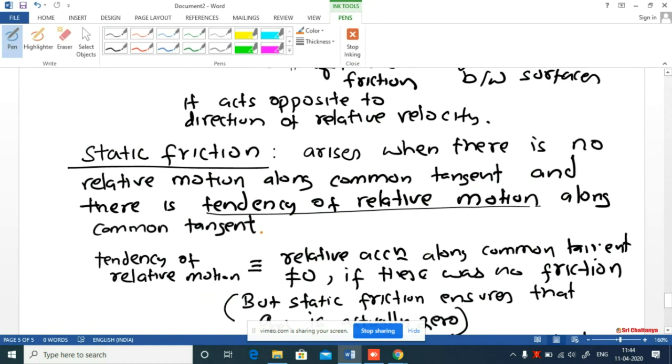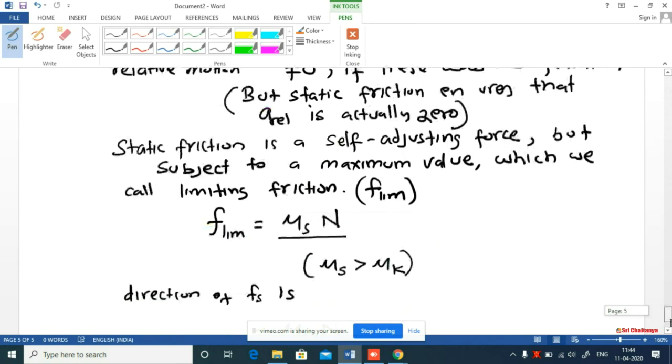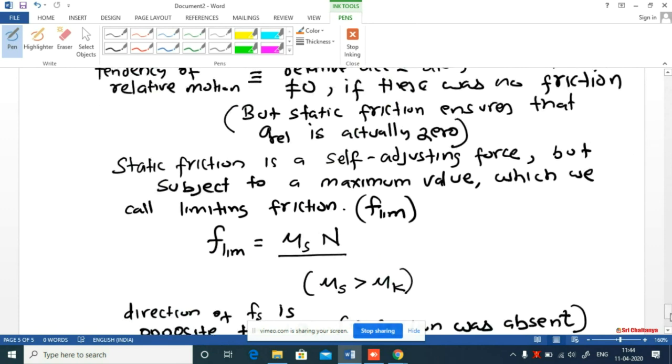That is, in the absence of friction, a relative is non-zero. But static friction ensures that a relative is actually 0. And obviously, the last condition is that this static friction must be less than limiting friction. Maybe I'll write here, F static must be less than F limiting. This is the last condition we have to check before concluding that the friction is static.